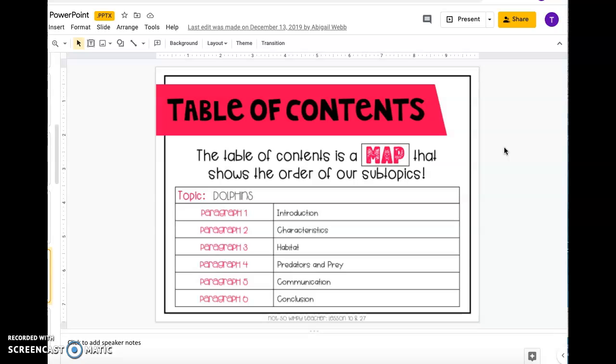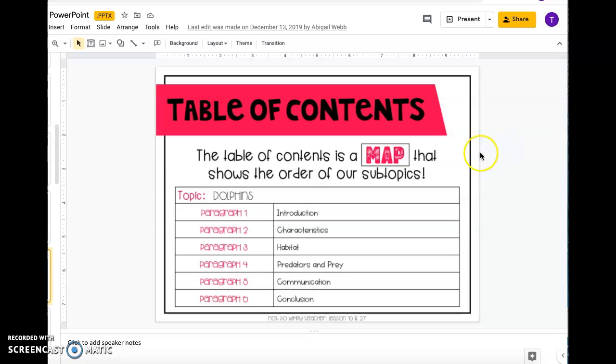So remember, if you were writing about dolphins, your subtopics might be something like characteristics of dolphins, communication, predators and prey, and habitat. Or maybe one of your subtopics is location, like where do you find dolphins in the world? So the whole reason we have subtopics is so that we take our main topic and break it into different chunks, so when we write about it, our information is organized into different paragraphs based on the subtopics.